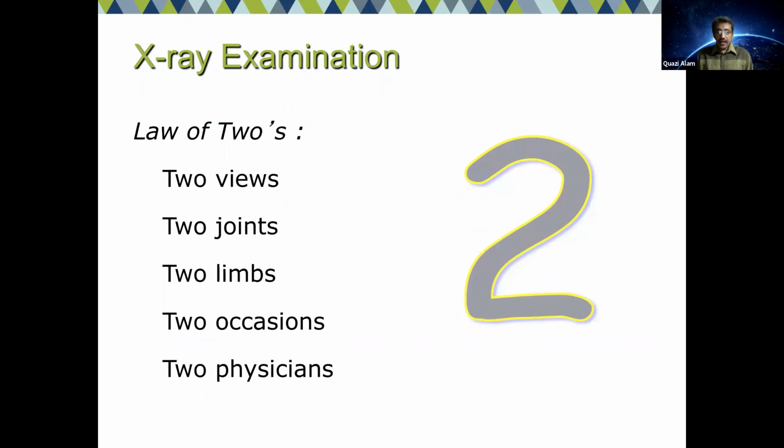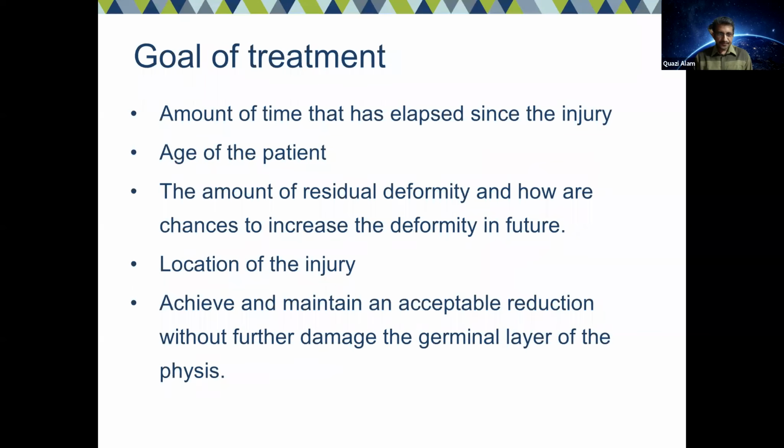In X-ray, among the rule of two, the two limbs are the most important. If you cannot compare it with the opposite side, it will be very difficult to identify certain minor physeal injuries. So don't forget about always taking the two limbs.